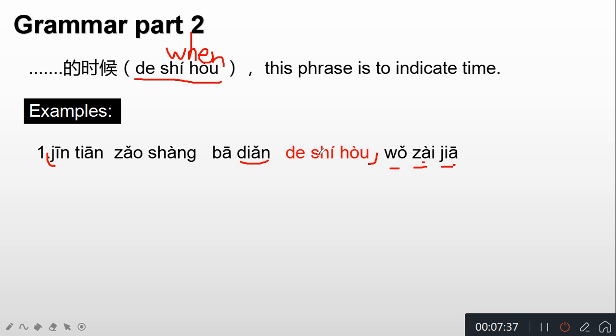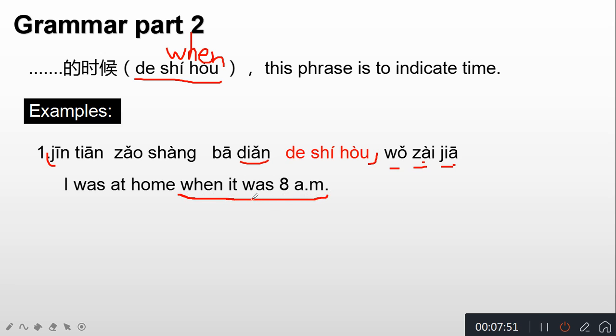So when it was 8 a.m., I was at home. That's the English version. See, I was at home when it was 8 a.m. So when it was 8 a.m., this time, specific time. 今天早上8点的时候. That means when it was 8 a.m.